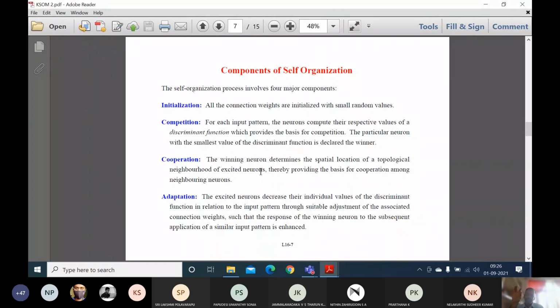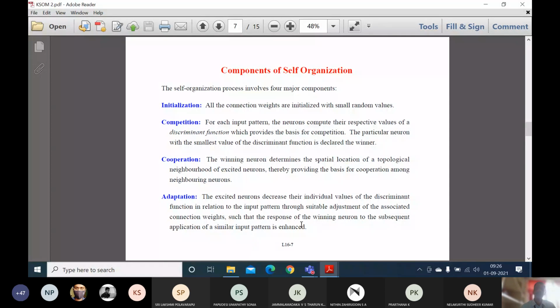They also take part in the firing process, but they lose because that one particular neuron has a higher value of excitement, or a higher firing strength. Due to that, that one neuron is considered the winner neuron, and the other neurons are considered the neighborhood excited neurons. So they provide the basis for cooperation among the neighboring neurons. The next one is adaptation.